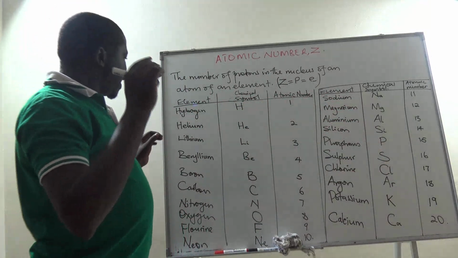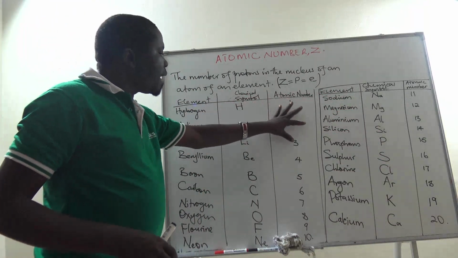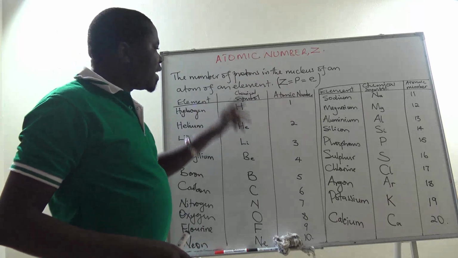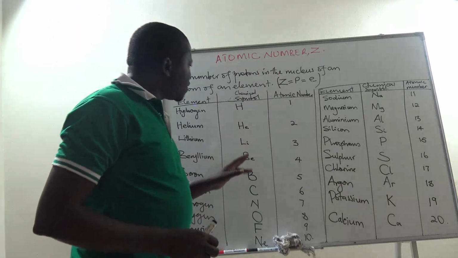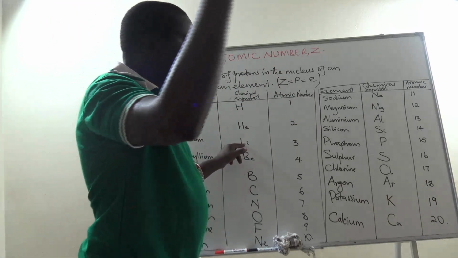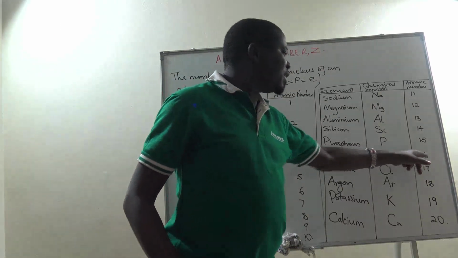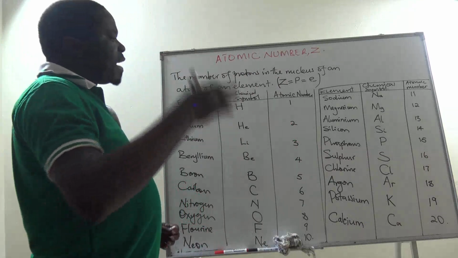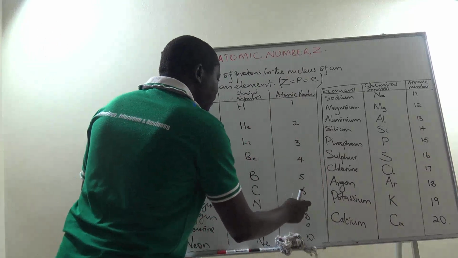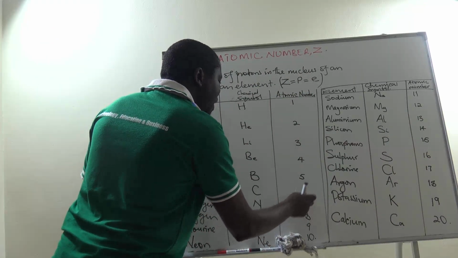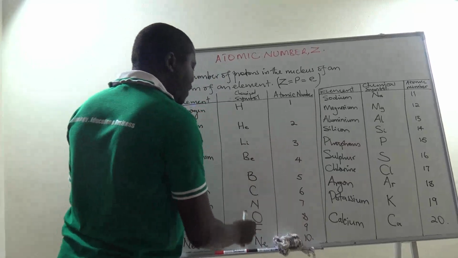I want you to be able to remember these elements here and remember the atomic number of each of these elements. You should know that when I say lithium, the atomic number is 3. When I say sulfur, the atomic number is automatically 16. If we talk of an element with atomic number 20, you know it is calcium. Nitrogen, the one with atomic number 7, you just know it is nitrogen. 3, just know it is lithium. 10, you know it is neon.